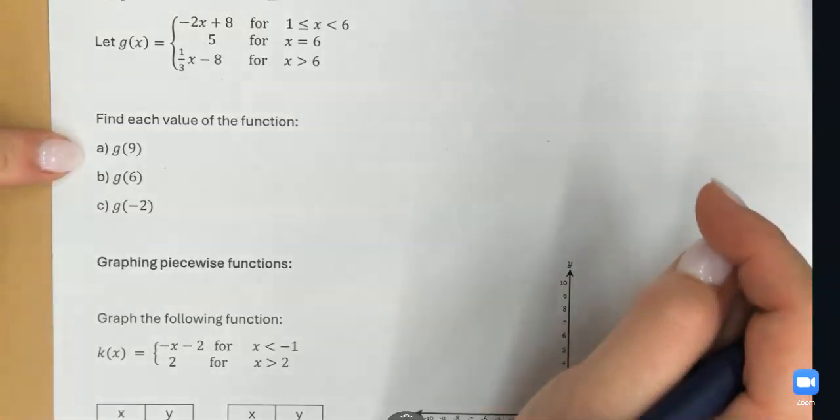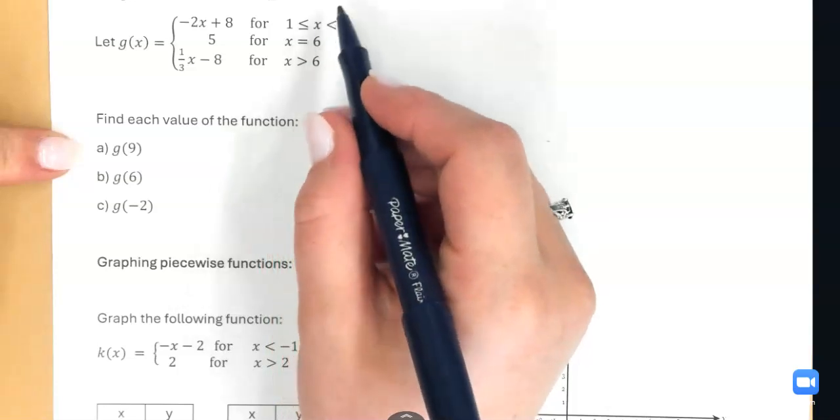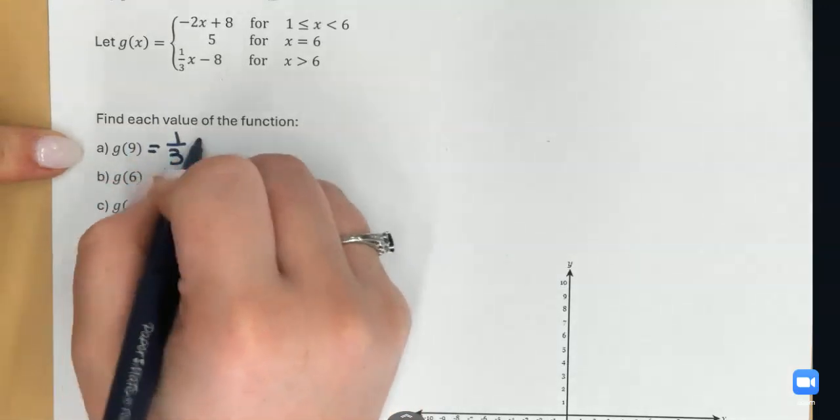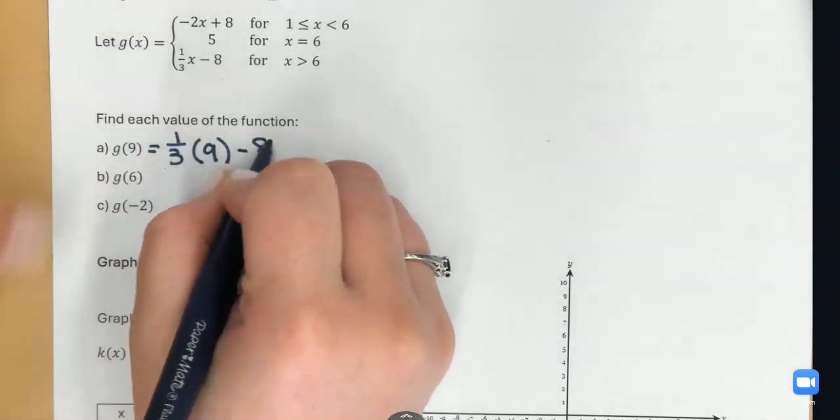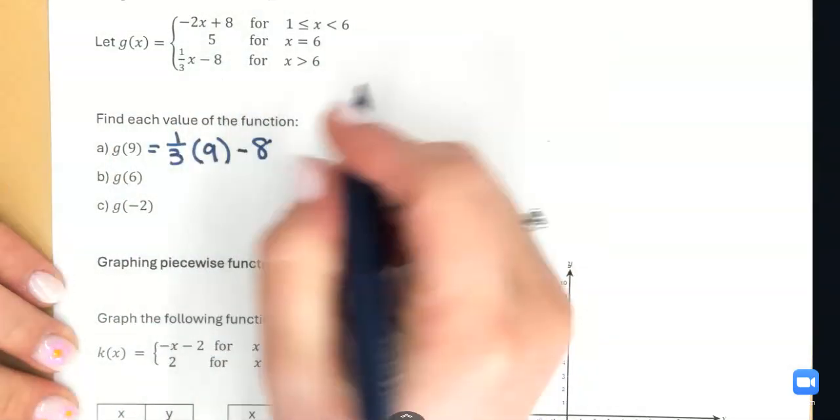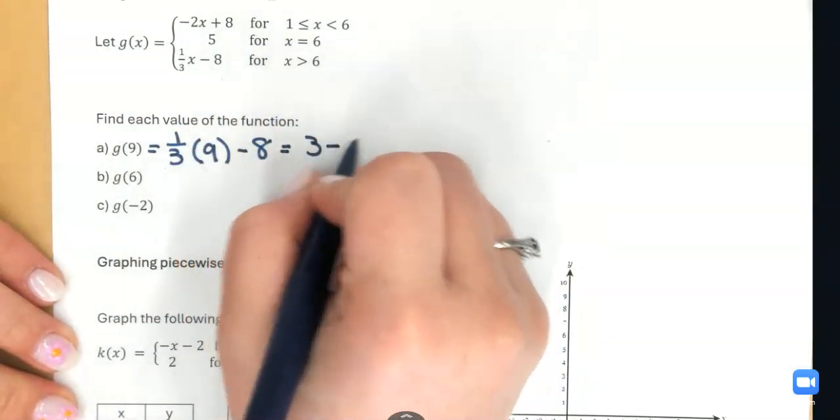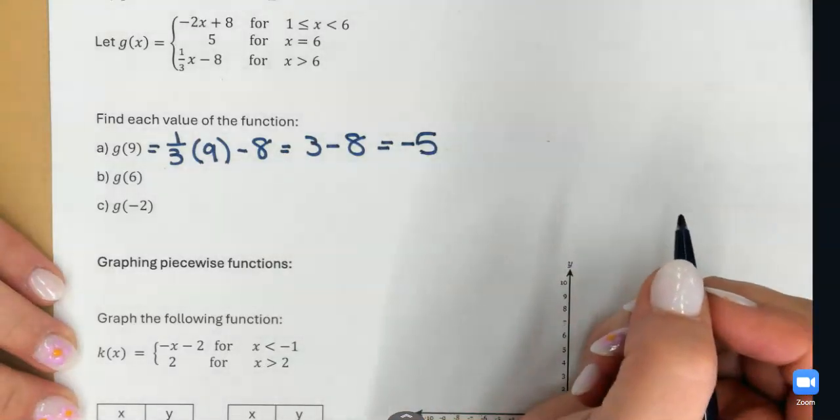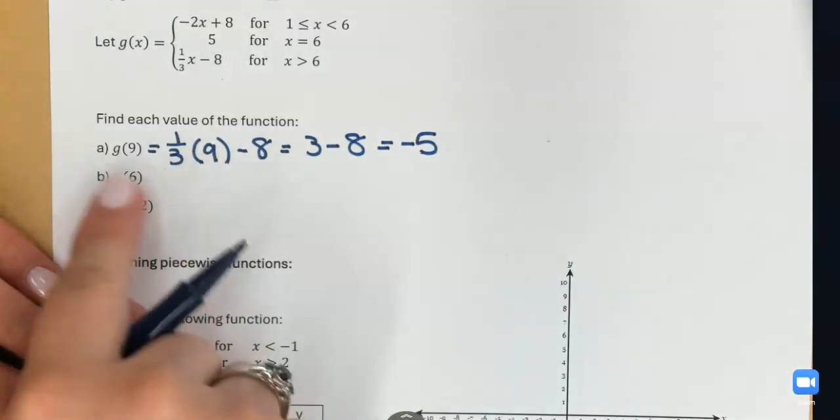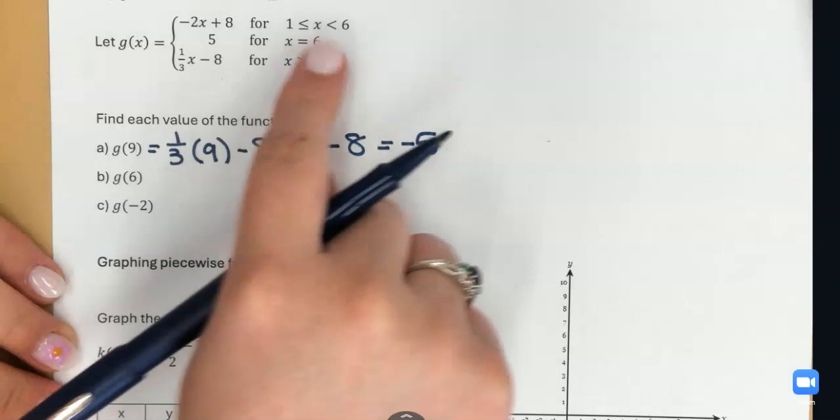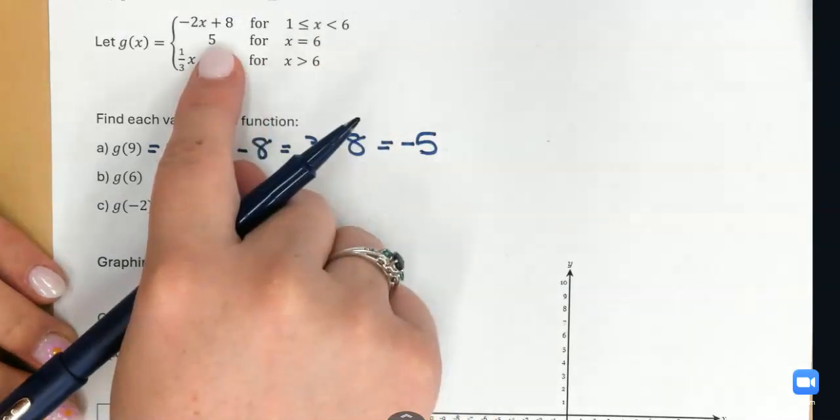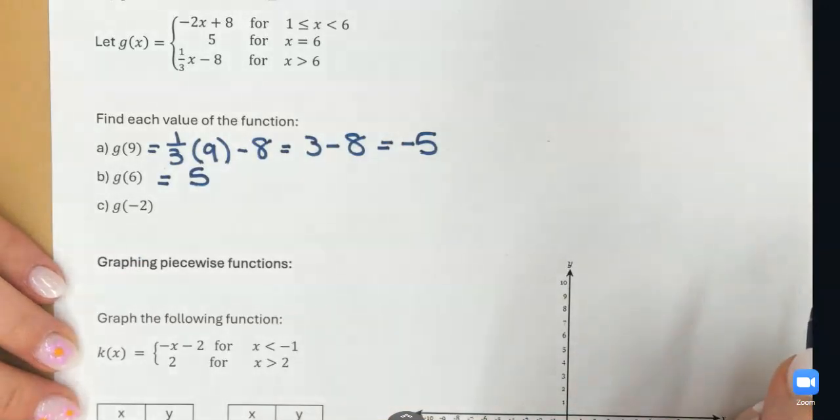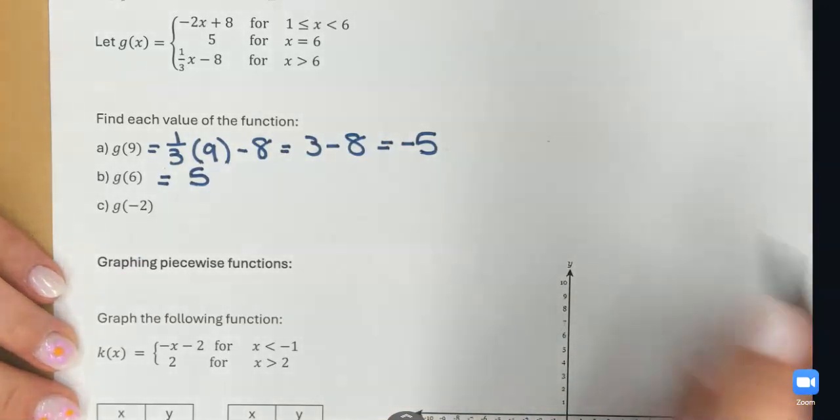So first, g of 9, where does this fall? Well, that is greater than 6, so I am going to use 1/3 x minus 8. Order of operations says I multiply first. 1/3 times 9 is 3. Once I subtract 8, I get -5. So I have the point (9, -5) on my graph. For g of 6, when x is equal to 6, y is 5. So that one I don't have to do any math, I just need to look it up. So the point (6, 5) is going to be on my graph.